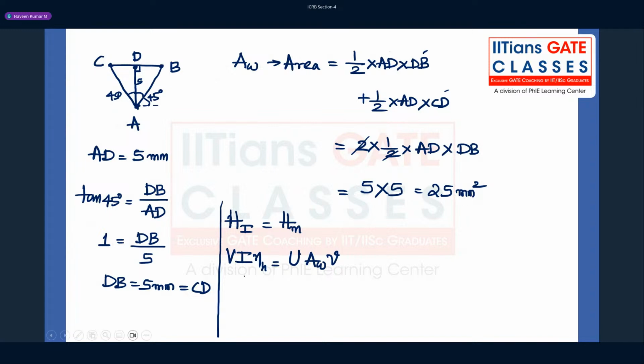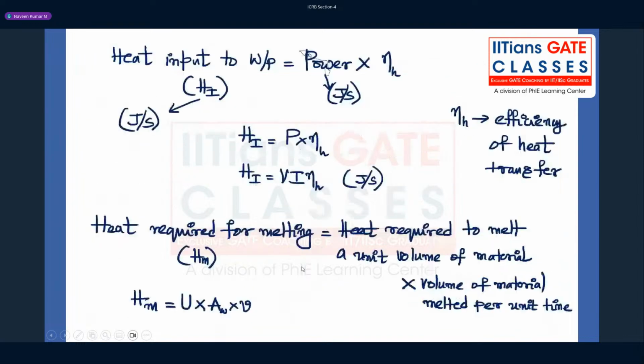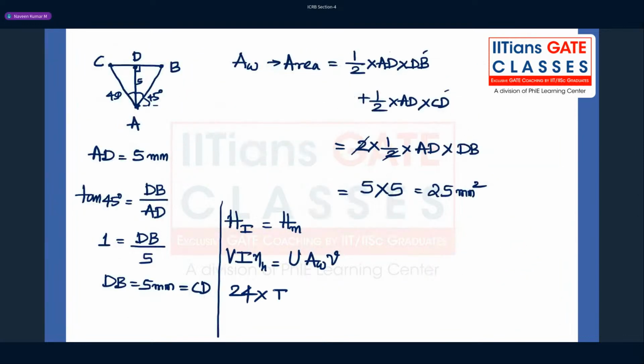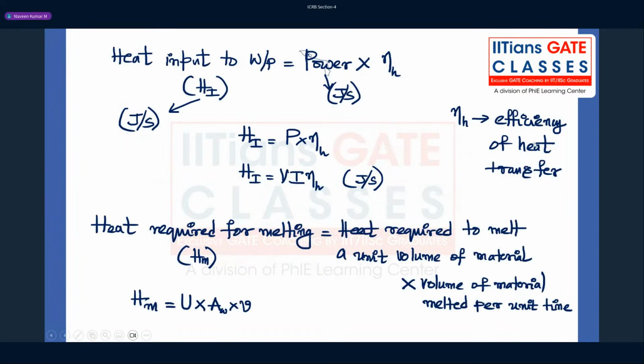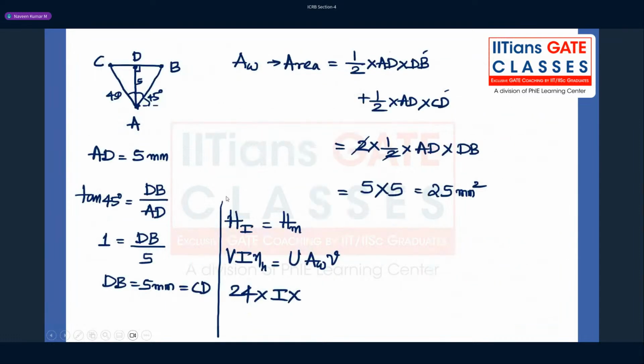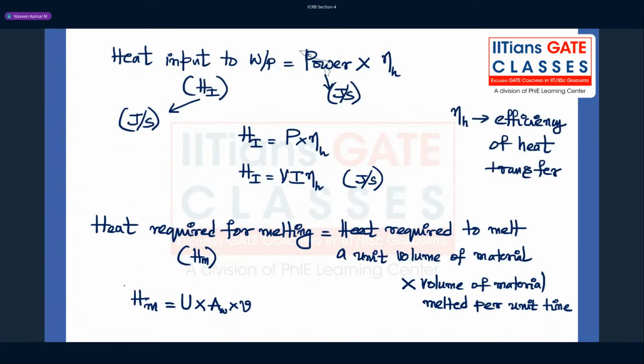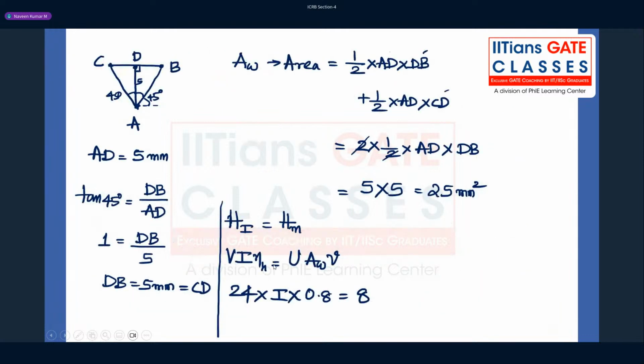Substitute all the values. V is given as 24. Current we have to find out. The efficiency of heat transfer is 80%, so I'll write 0.8. And specific energy is 8 joule per cubic millimeter, and please remember this also is joule per second, because if you calculate the units, you'll get joule per second. We are equating the same units; do not equate different units. So 0.8 into area 25 into welding speed 12. Just do the calculations and we get I equal to 125 ampere.